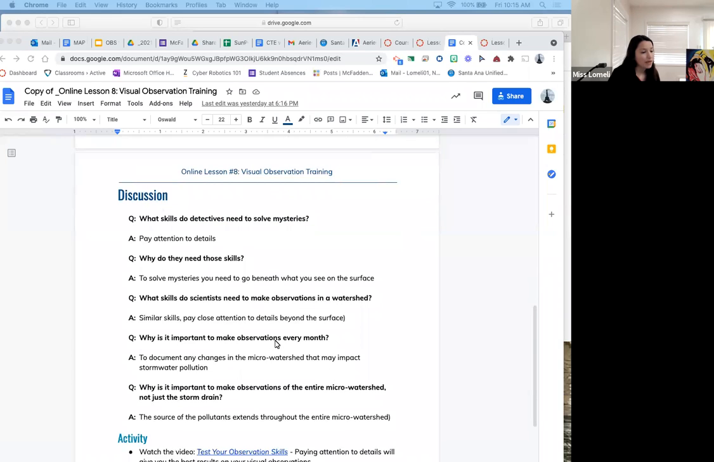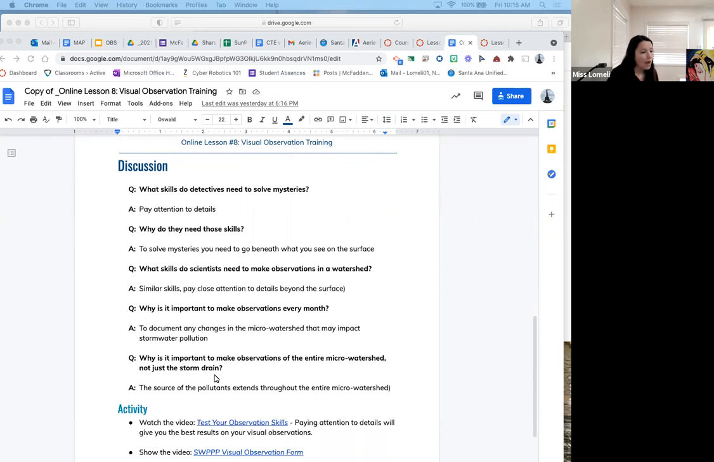Why is it important to make an observation every month? To document any changes in the micro watershed that may impact stormwater pollution. Why is it important to make observations of the entire micro watershed, not just the storm drain? Those sources of pollutants extend throughout the entire micro watershed, right?